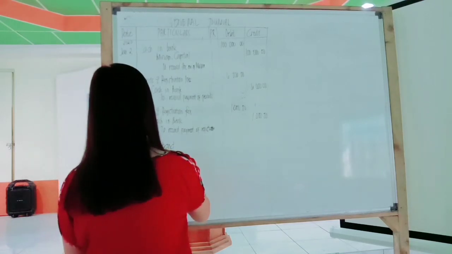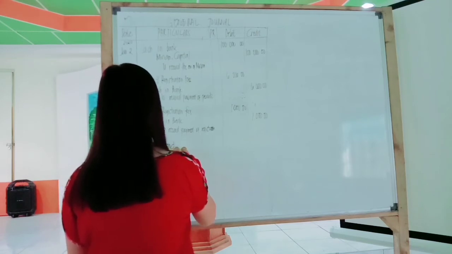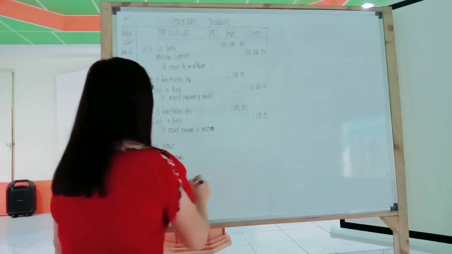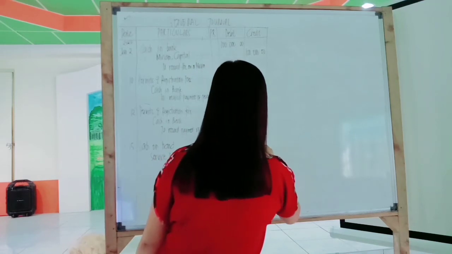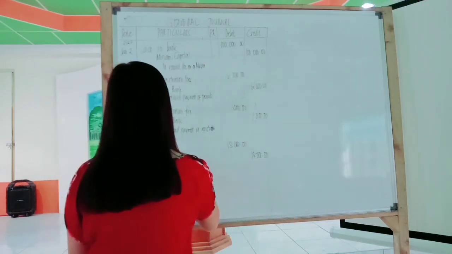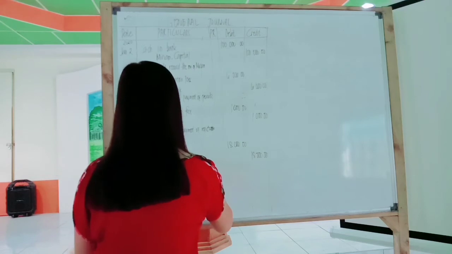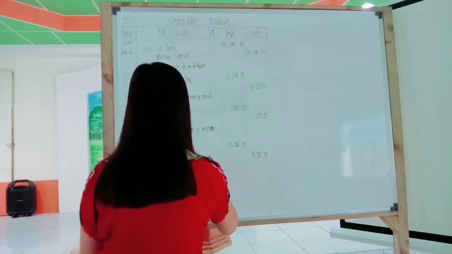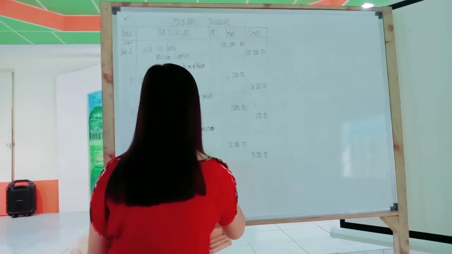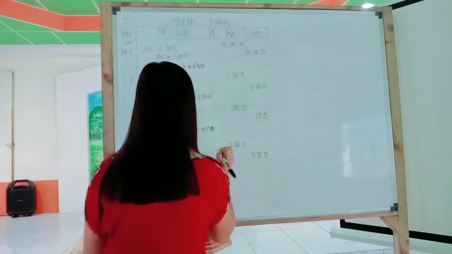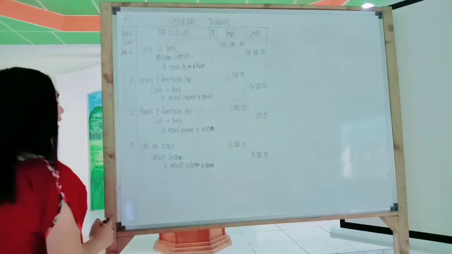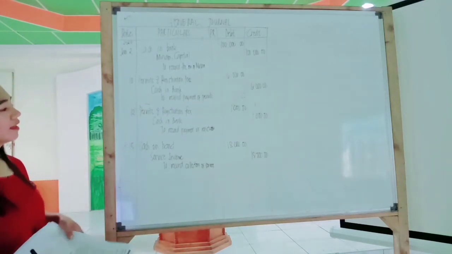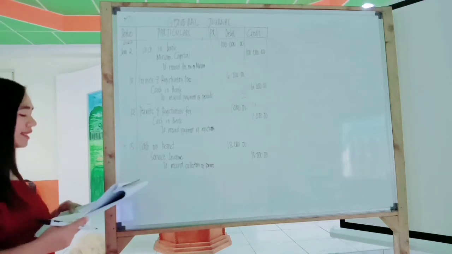and then credit, service income. Magkano? 18,000 pesos. To record collection of services or service fees. Yun. And then, next transaction. Next to January 15, January 16.